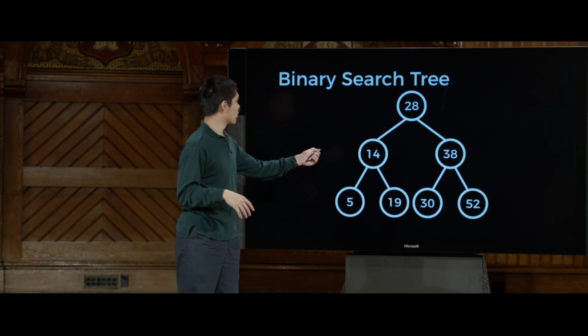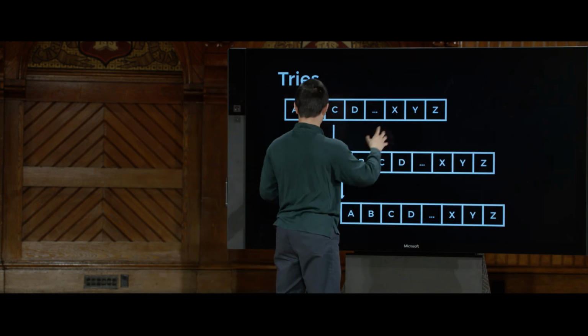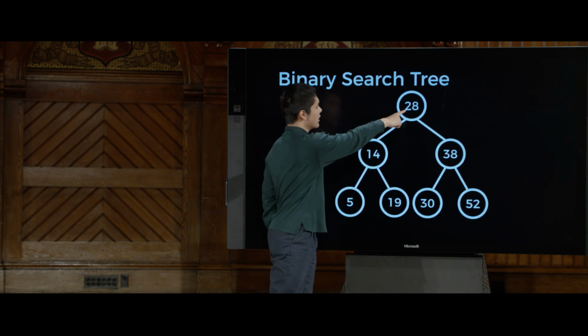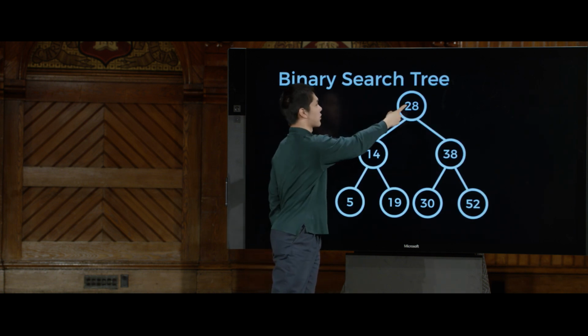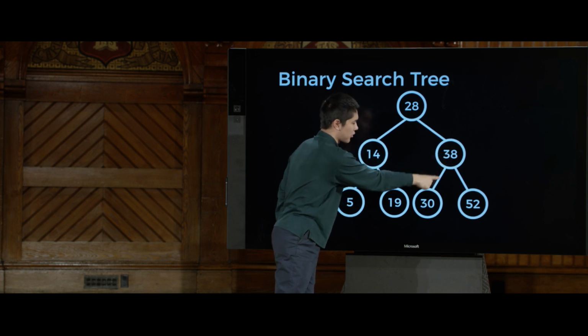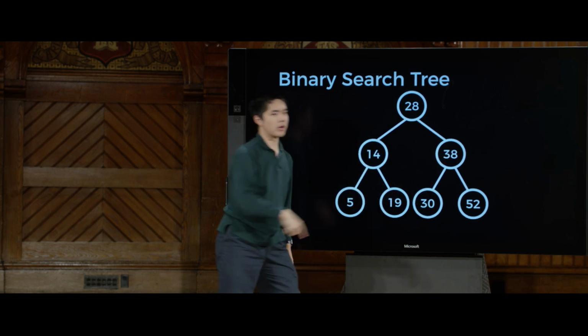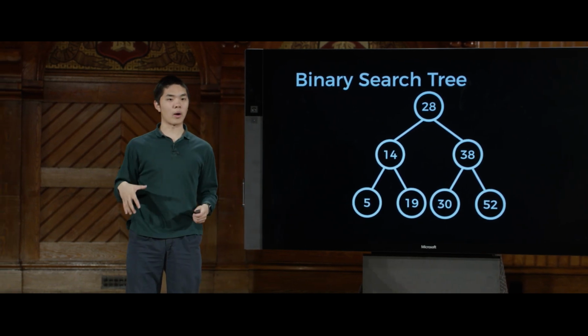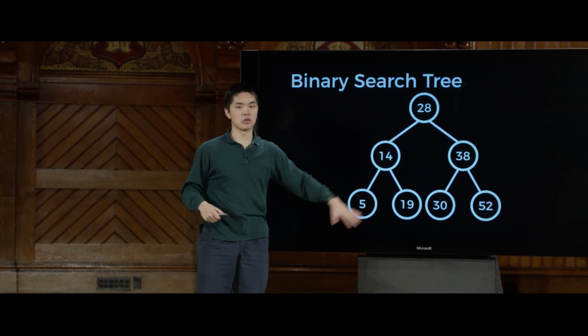I might start with the number 28 and say, all right, start here. Is 30 greater than or less than 28? Well, it's bigger than 28, so go to the right. 38, all right, that's too big, so go to the left. And all right, we found 30. So data that's organized in a particular way, such that we can really efficiently look things up.